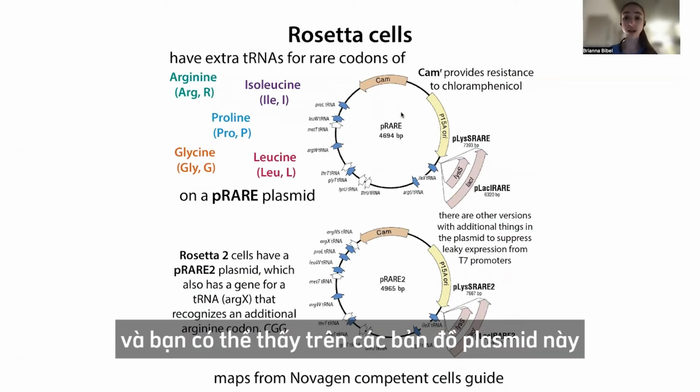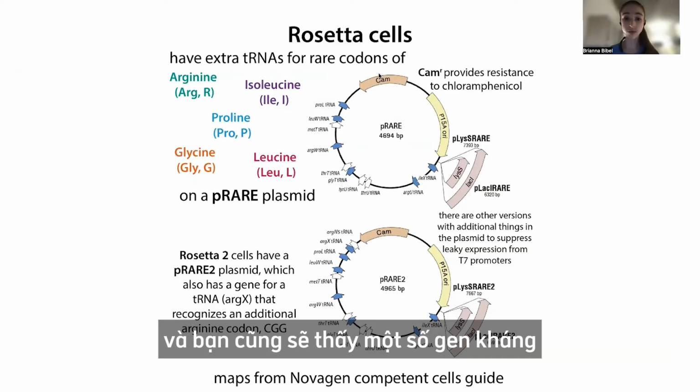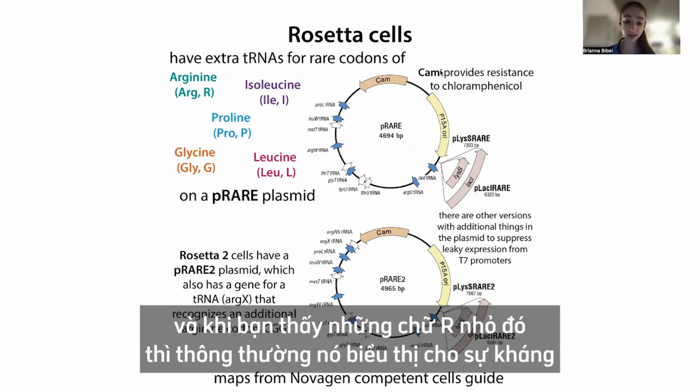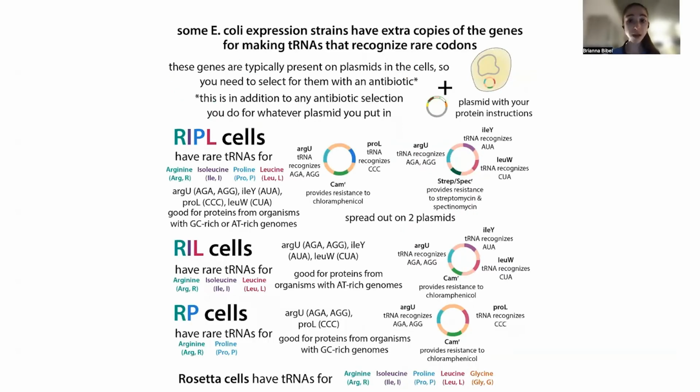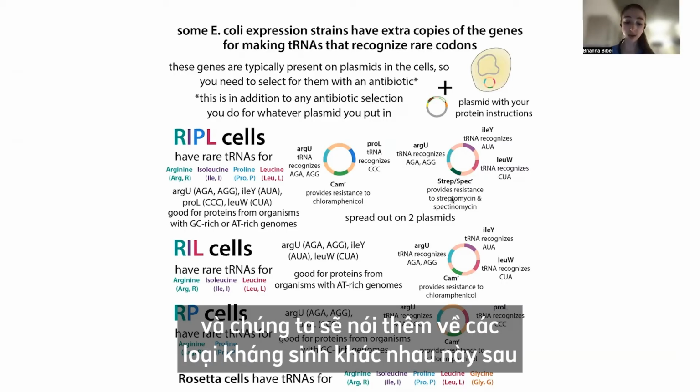You can see on these plasmid maps, when you look up a plasmid, you'll see something like this where it has the various genes, and also some sort of resistance gene. In this case, it has kanR, which is going to provide resistance to chloramphenicol. When you see those little R's, it's typically representing resistance. This one has strep-spec, so it provides resistance to streptomycin and spectinomycin. We'll talk more about these different antibiotics later.